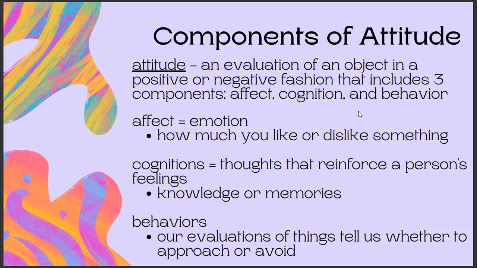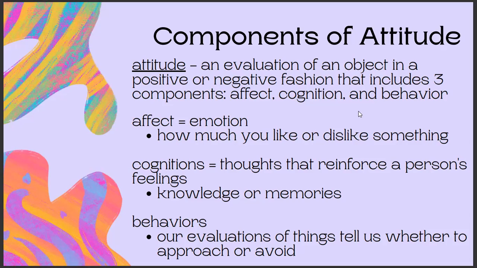So this could be through knowledge about something, knowledge about a person, a place, a thing, whatever, or memories about that person, that place, that thing. And then your behavior. So that's our evaluations of things tell us whether to approach this thing or to avoid this thing. So, for example, one of my favorite fruits is an apple. I really like apples. Okay. So I'm going to break down the three components of my attitude towards apples.